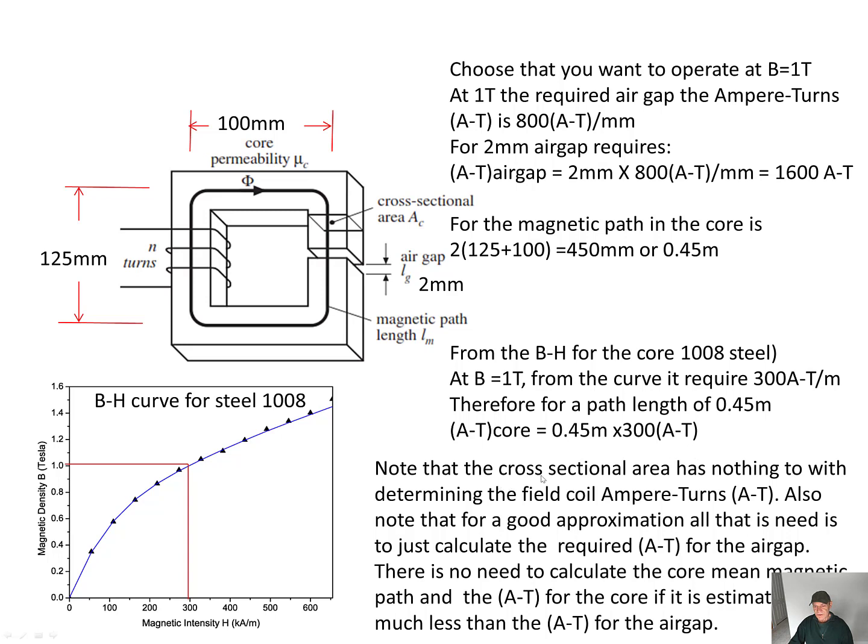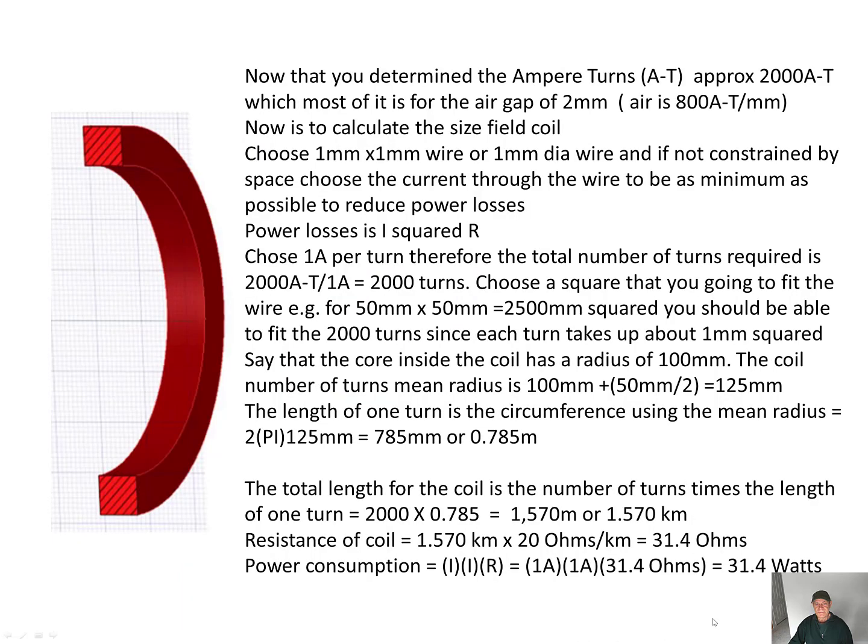Note that the cross-section area has nothing to do with determining the field coil ampere turns. Also note that for a good approximation, all that is needed is to calculate the required ampere turns for the air gap. There is no need to calculate the core mean magnetic path and the ampere turns for the core if it is estimated to be much less than the ampere turns for the air gap.